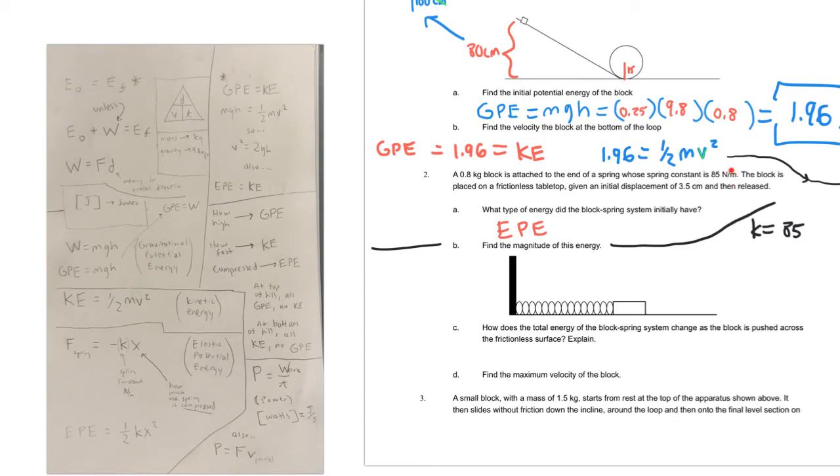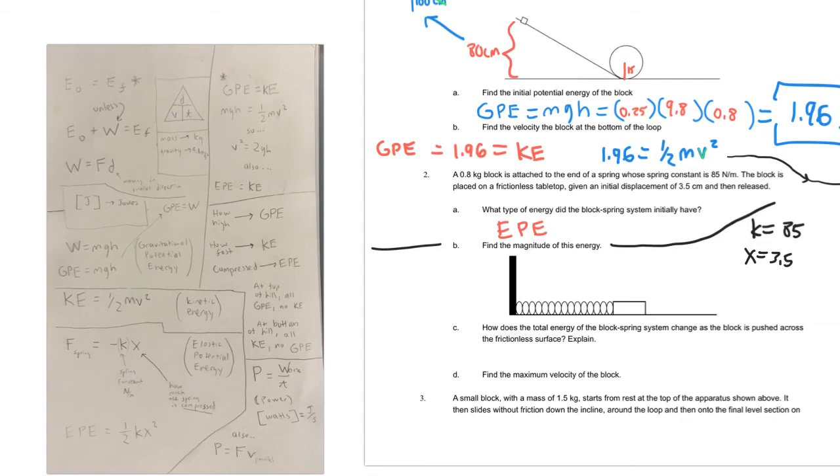It is newtons per meter, okay? So we could just leave that alone. We don't have to convert it. But we will need the displacement, and the displacement x is going to be this. So that's going to be an initial displacement of 3.5 centimeters.